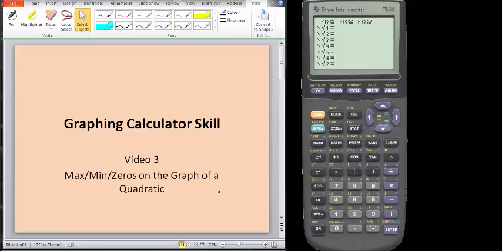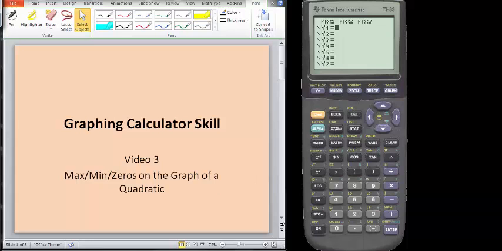All right, everybody, this is Graphing Calculator Skills video number 3, and we're going to be looking at using our graphing calculator to find the maximum, the minimum, and the zeros of the graph of a quadratic function. So have your graphing calculator out so you know where the buttons are, and have some notes so that you can refer back to the buttons that you have to press in order to use these tools. If you need to pause, go ahead and then come back to the video when you're ready.